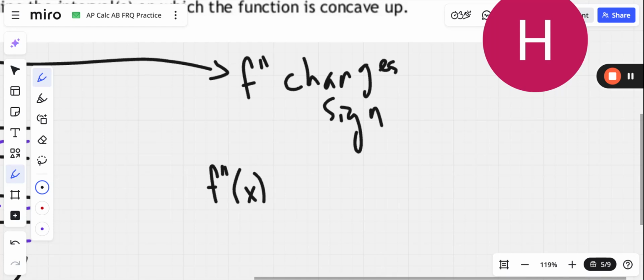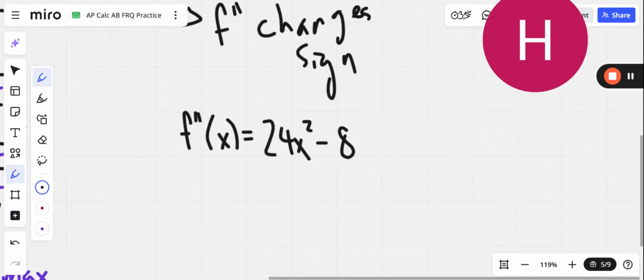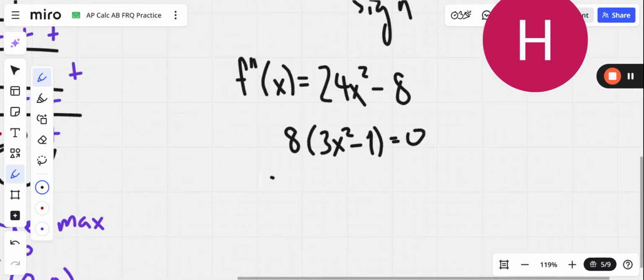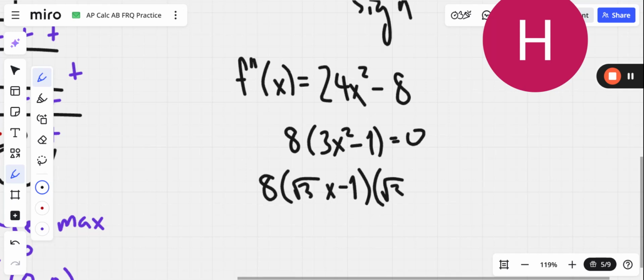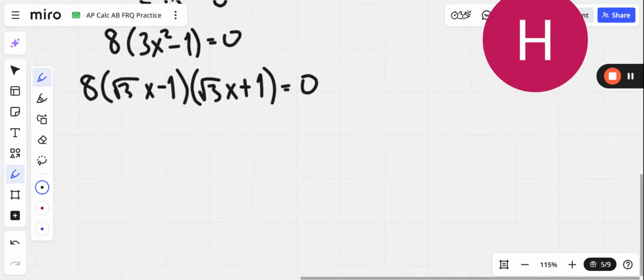The second derivative is going to be 24x squared minus 8. Okay, so we can factor this. 8 and 3x squared minus 1. If we want that to equal 0, let's factor this even further. Square root of 3 x minus 1 and square root of 3 times x plus 1. We can put this on our chart.